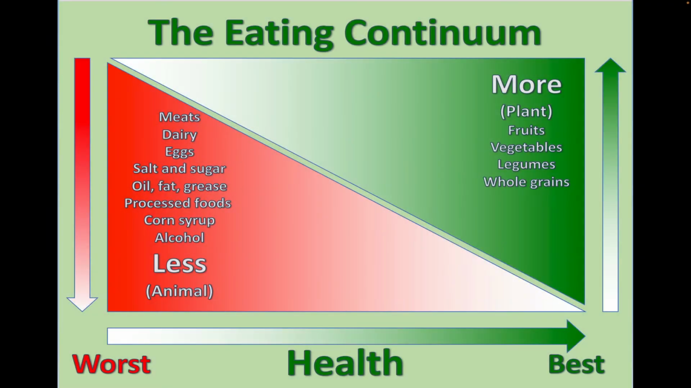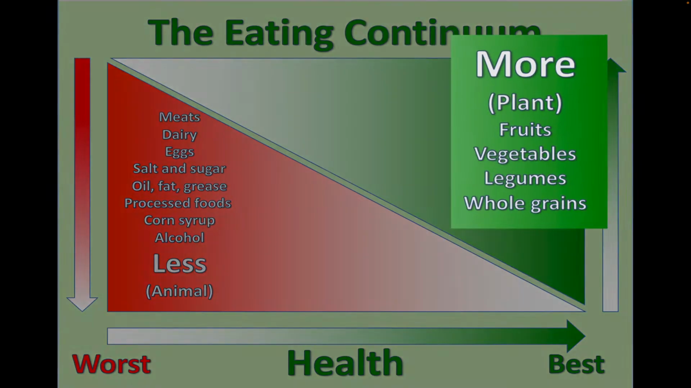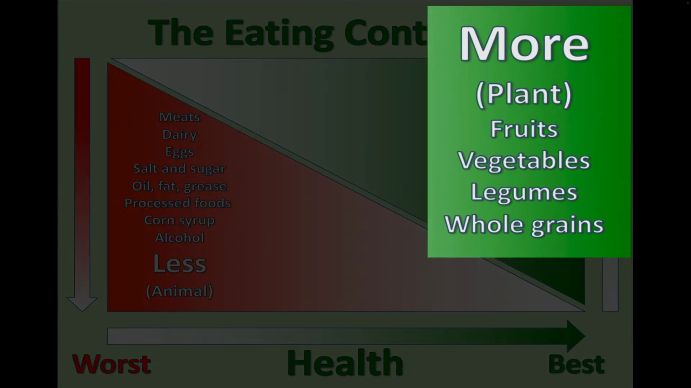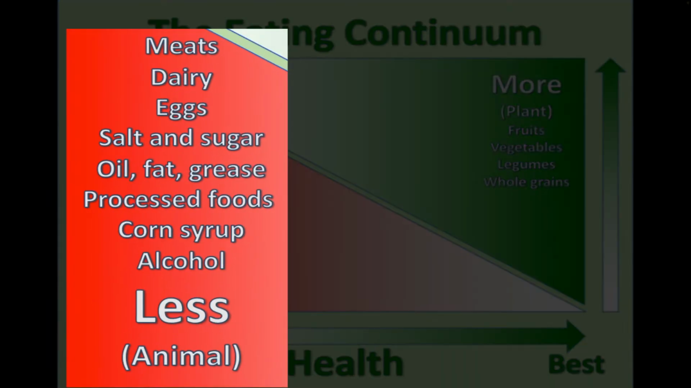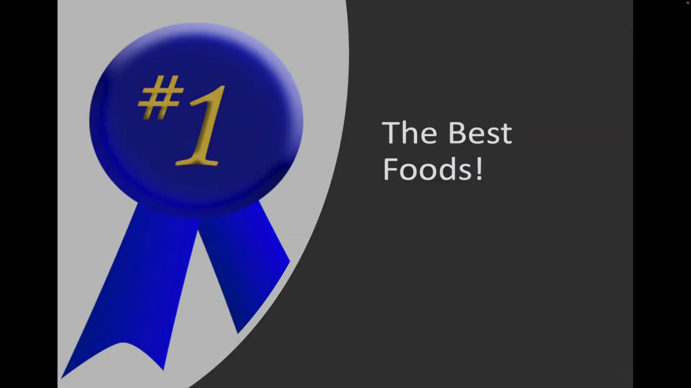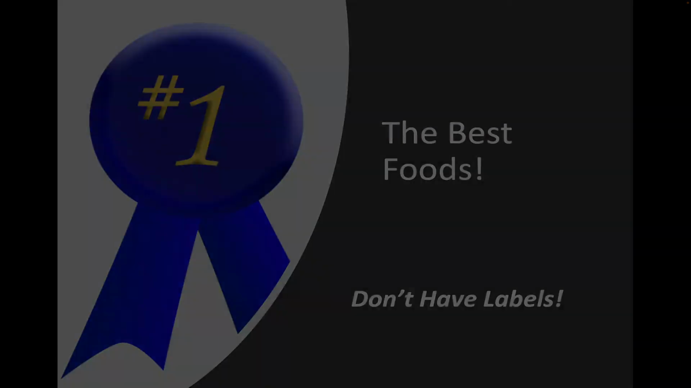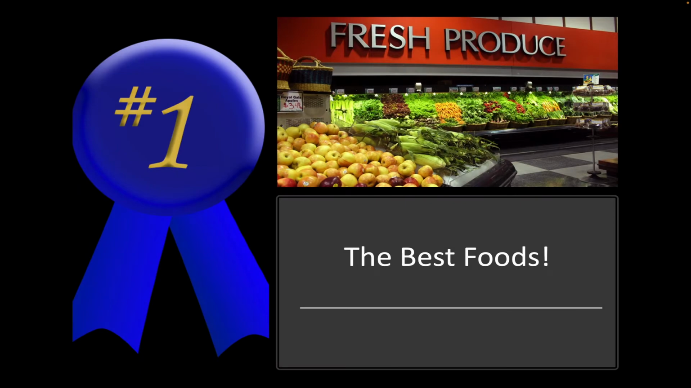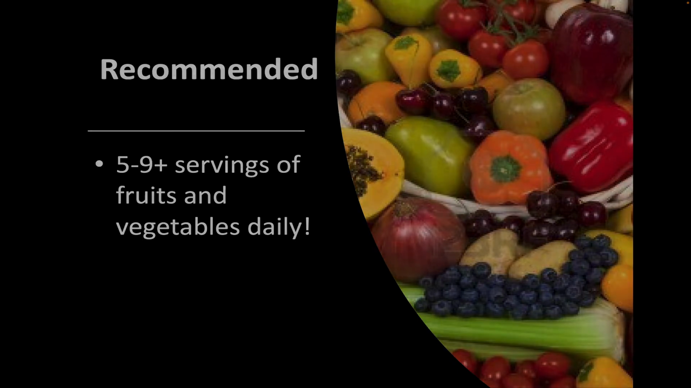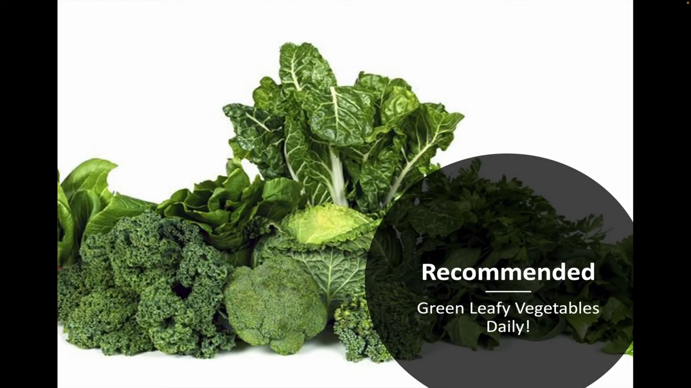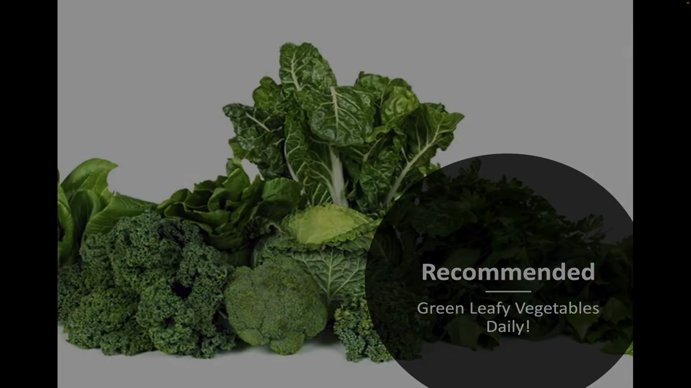As we've talked about in the prior modules, we want you to eat more of those plant-based whole foods on the right, which lead to health, and less of those animal products and processed foods. The very best foods don't have any labels. They are found in that produce department. Remember, it's recommended that you have at least 5 servings of fruits and vegetables a day. 9 or more are even better. And it's recommended that you have green leafy vegetables every day in that mix.